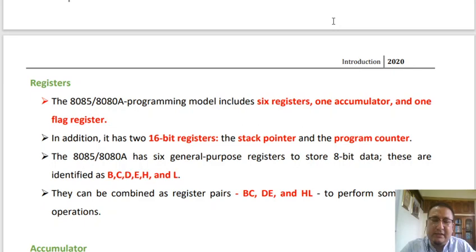Now, in addition to that, it has two 16-bit memory registers. These are called the stack pointer and the program counter. We'll discuss the role of the stack pointer and the program counter later. The 6 general-purpose registers are used to store 8-bit data, and these are represented with the alphabets B, C, D, E, H, L. And these 8-bit registers can be further combined to create 16-bit registers. Whenever you want to perform a 16-bit operation, the registers can be paired up in the order B-C, D-E, H-L to hold 16-bit data.